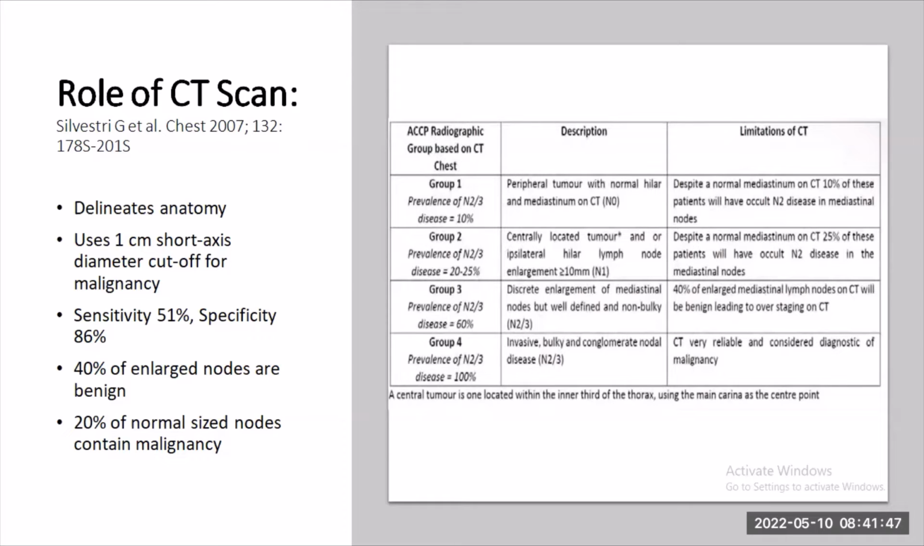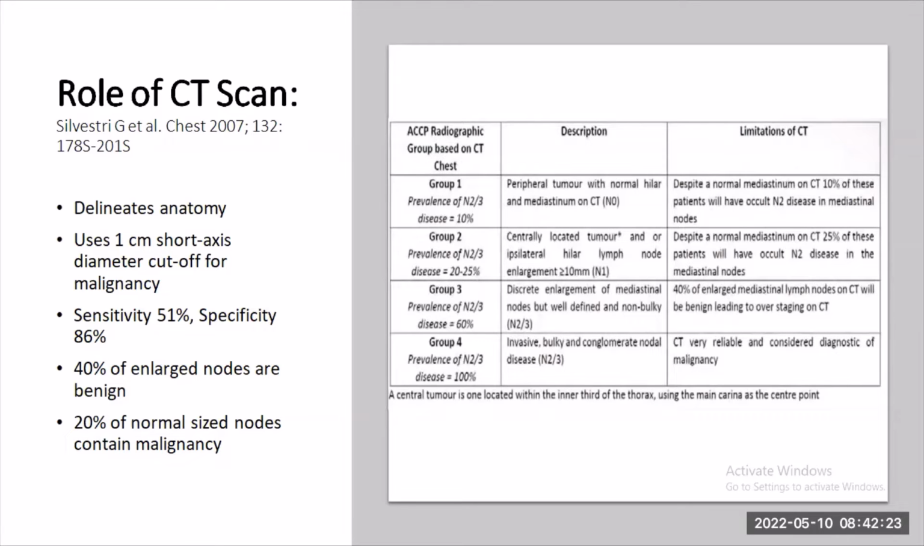Similarly, group 2 patients have a centrally located tumor with ipsilateral hilar lymph nodes, so basically N1 tumor. The chance that the patient has N2 disease is 25%. Similarly, in group 3, there is a discrete enlargement of the mediastinal nodes, well-defined and non-bulky, so N2 or N3 disease. Out of these, 40% of enlarged mediastinal lymph nodes on CT will be benign, leading to overstaging on the basis of CT scan.